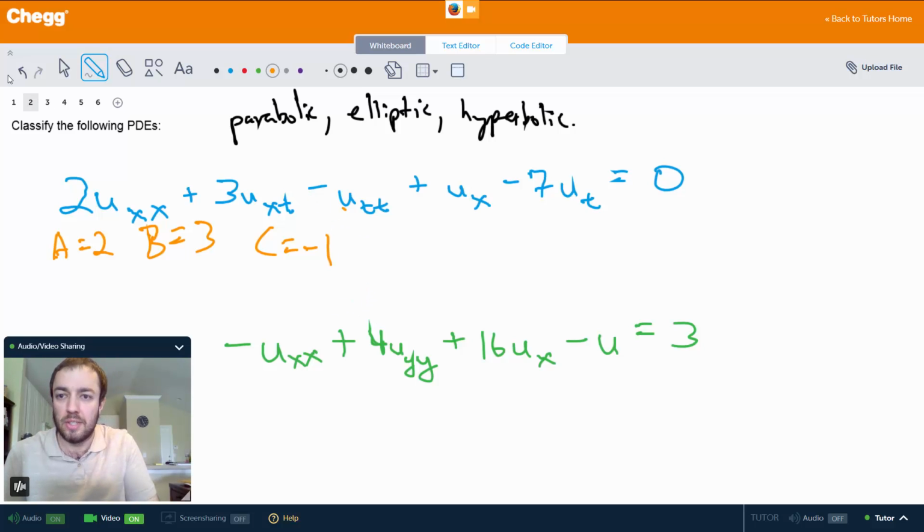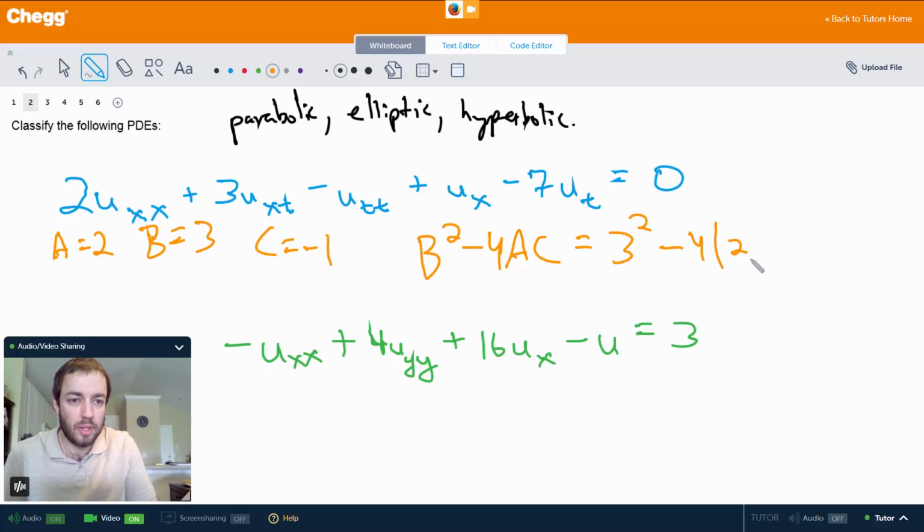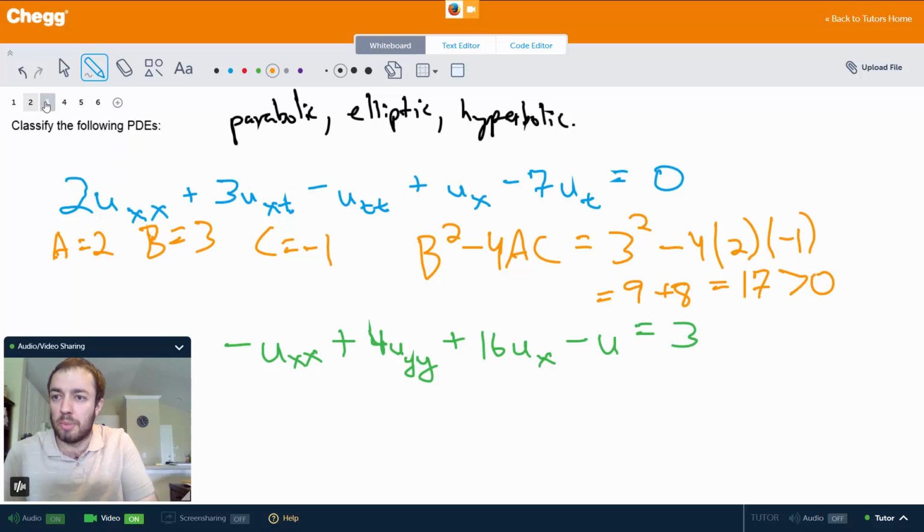So let's go ahead and evaluate b squared minus 4ac. b squared minus 4ac equals, well, that's 3 squared minus 4 times 2 times -1, which is 9. So minus 4 times 2 is -8, and then times -1 gives us +8. So this is 9 plus 8 equals 17, which is positive. And remember, if the expression is positive, we have a hyperbolic equation. So this is hyperbolic. Okay, so that's a hyperbolic equation.